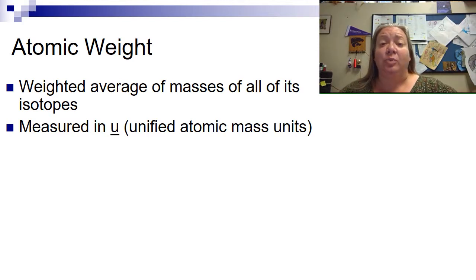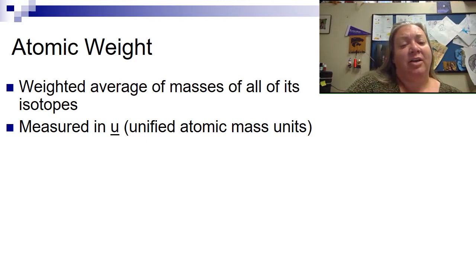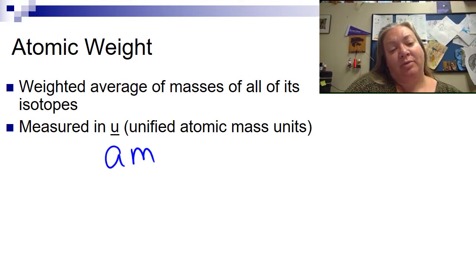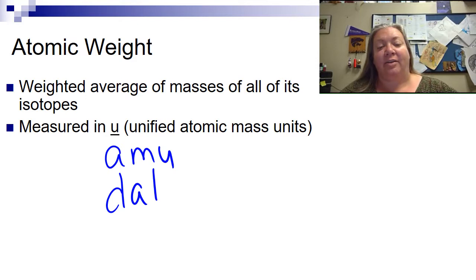Now, normally, this is what's given on the periodic table. You'll see it usually listed as a decimal, and these are going to be measured in U's. U stands for Unified Atomic Mass Unit. You also might see AMU, which is Atomic Mass Unit, or another term you might hear is Dalton, DA. That's an older variation. You probably won't see that, but AMUs and U's are really quite common.